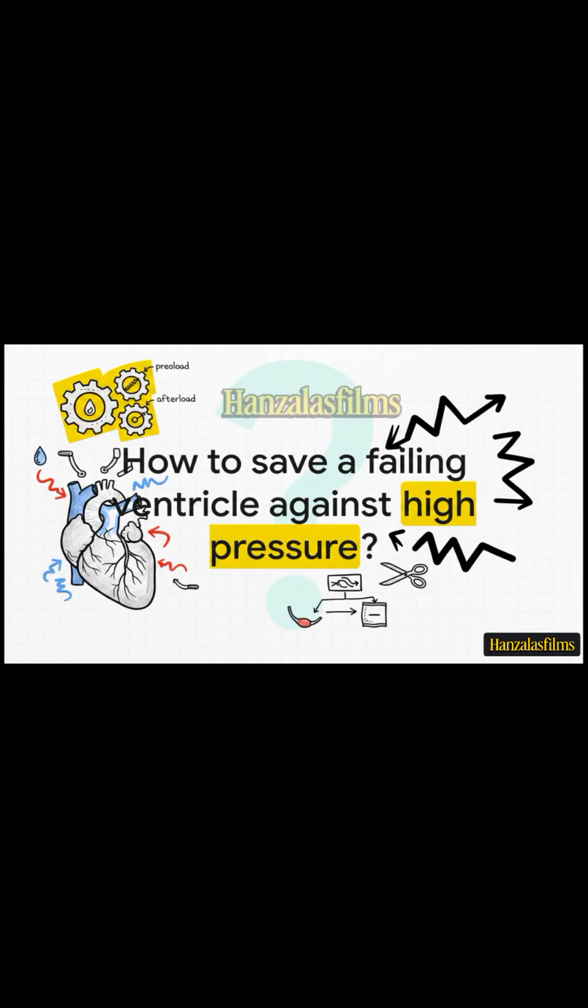Which leaves us with a final thought to really test your new understanding of cardiac mechanics. Imagine a patient rolls in with wildly high systemic blood pressure and a completely exhausted left ventricle that is just struggling to pump. Based on the mechanics of preload and afterload we literally just walked through, how exactly would you intervene to save their tissue perfusion? Think about the specific levers you can pull right now to make that left ventricle's job easier.